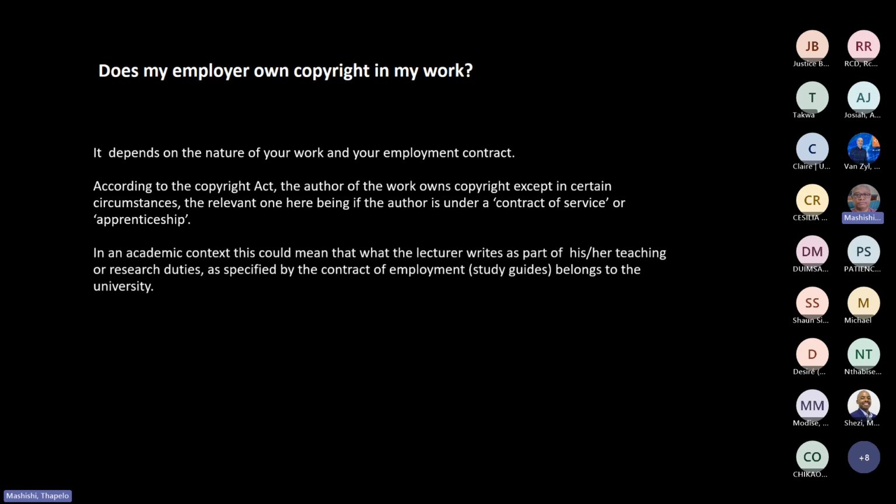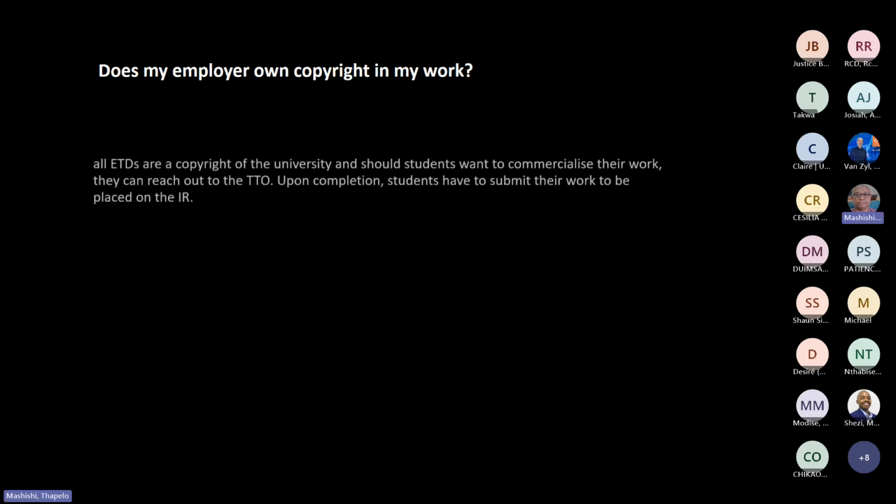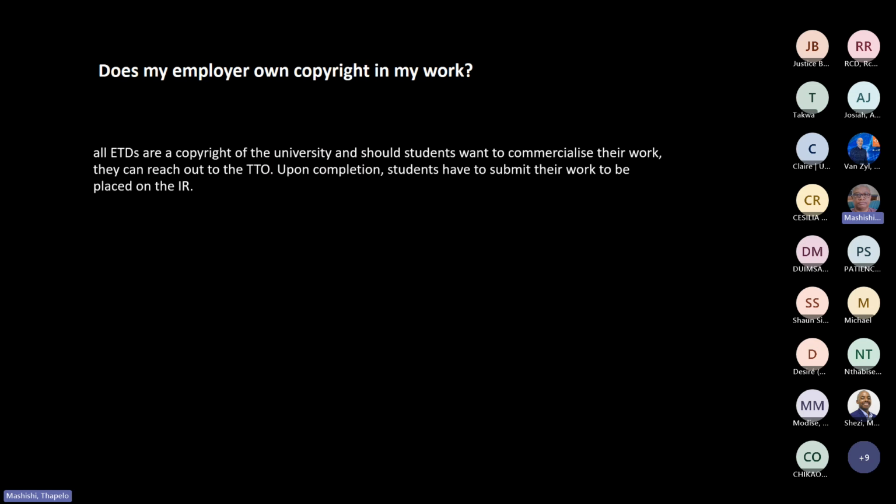In an academic context, this could mean that what the lecturer writes as part of his teaching or research, specifically under the contract, such as study guides, for example, belongs to the university. And for students, all ETDs are the copyright of the university. Should students want to commercialize their work, they can reach out to the technology transfer office. Upon completion, students will have to submit their work to be placed on the IR.